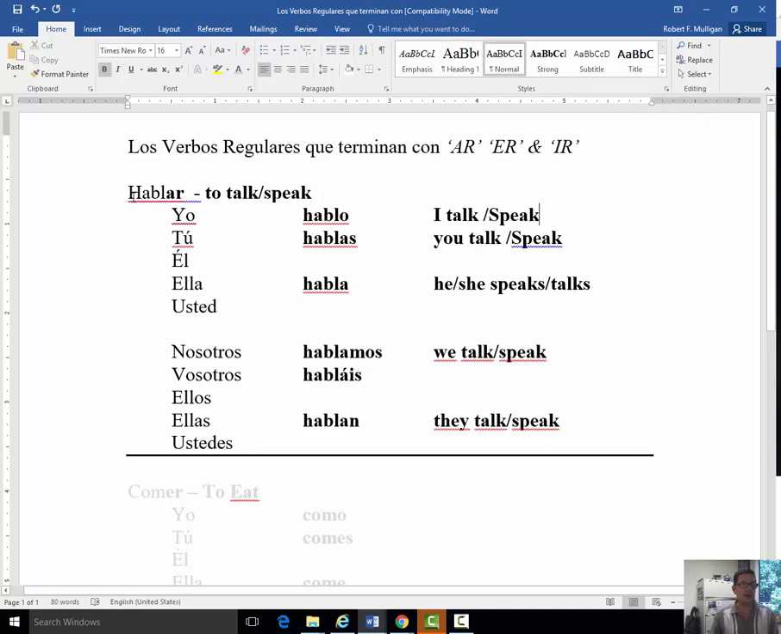So we have the verb hablar, which means to talk or speak. We have our subject pronouns, and we have our conjugation. So what have we done here when we conjugate this verb? We have replaced the AR ending with an O. In the tú form, we have replaced it with the AS. So for example, to say, I talk, it would be hablo. You talk would be hablas. And again, for él, ella, or usted, it's habla.